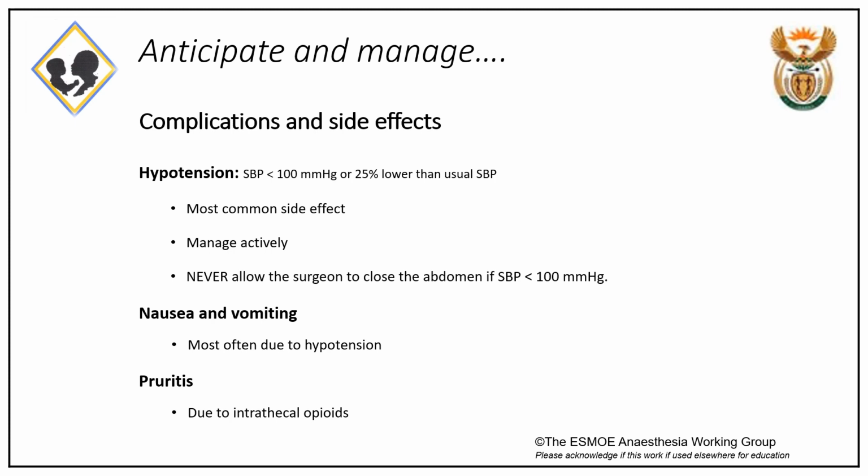An important message is to always make sure that the patient has adequate blood pressure before the surgeon closes the abdominal cavity. This is to ensure adequate hemostasis. Bleeding may be missed if the blood pressure is low. Nausea and vomiting is due to hypotension and usually resolves after the treatment of hypotension. Pruritus may occur due to the addition of fentanyl to the spinal mix.